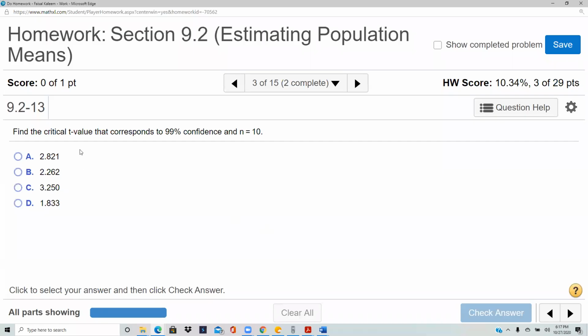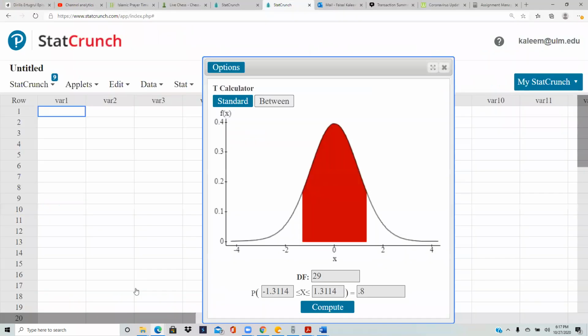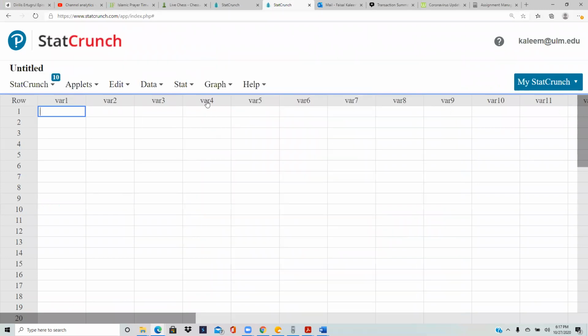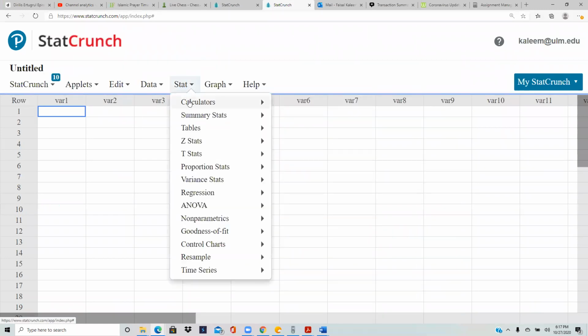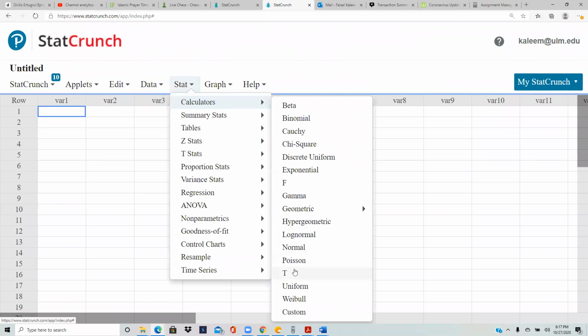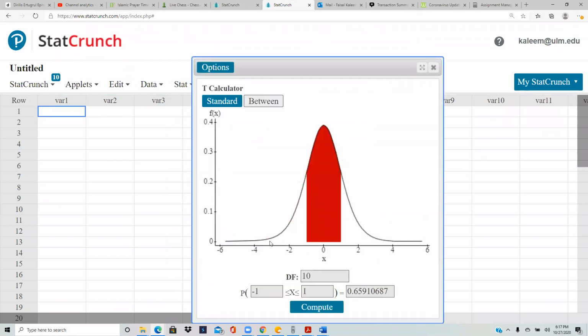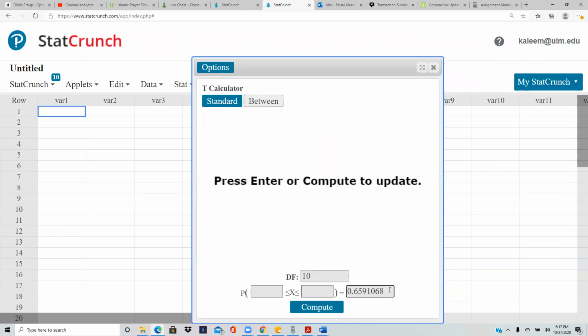Find the critical t-value that corresponds to 99% confidence with n equals 10. So once again, 99% confidence is the middle area. And for t-value, we use the t calculator. So let's do it again. Stats, calculator, t. In between and middle area was 99%, so 0.99.